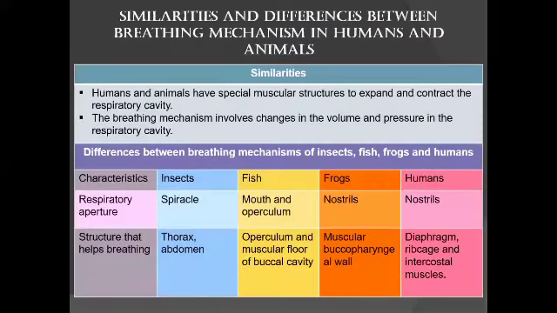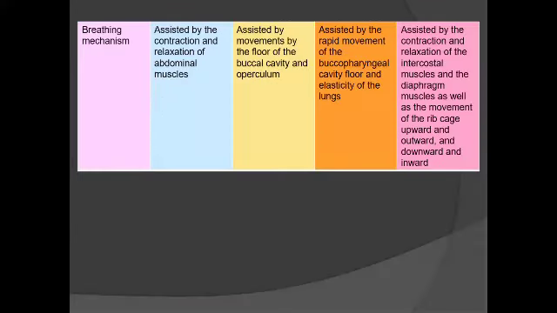Lastly, for humans, the respiratory aperture is their nostrils. The structure that helps them to breathe is the diaphragm, ribcage, and intercostal muscles. Their breathing mechanisms is assisted by the contraction and relaxation of the intercostal muscles and the diaphragm muscles, as well as the movement of the ribcage upward, outward, downward, and inward.